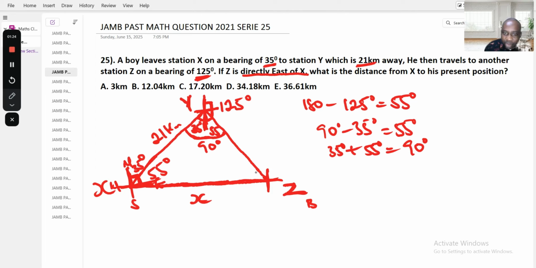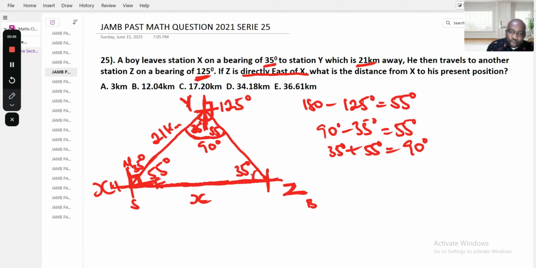We need to know the angle of this Z side. So 90 plus 55 is going to give us 145. Let me do the calculation correctly. The total of a triangle must be 180. The sum of the angles must be 180. Since we have the two angles here, we are going to add them and subtract from 180. We have 145 degrees. What is it going to give us for the remaining one? It means that this place is going to give us 35 degrees.